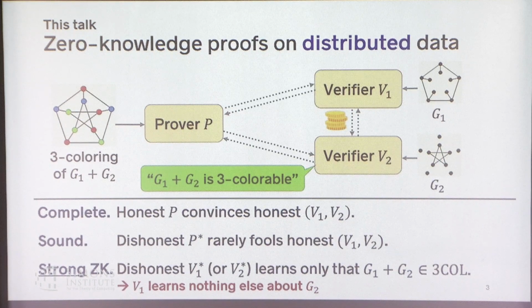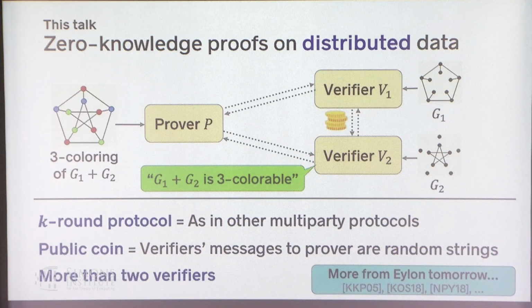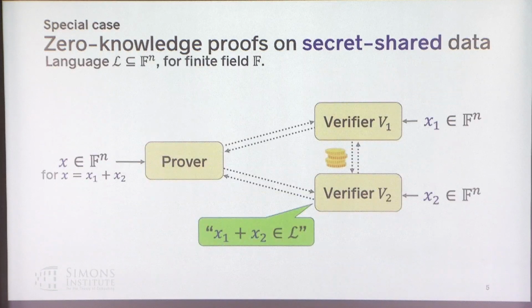But you can definitely look at the setting in which a majority of the verifiers are honest, so there are lots of extensions that you can look at. You can also look at multi-round protocols, public coin protocols, protocols with more than 2 verifiers. And to make things even more complicated, Elon's going to talk tomorrow about a different setting of zero knowledge proofs with multiple verifiers. But I'm not going to go into that other notion of distributed verifier proof.